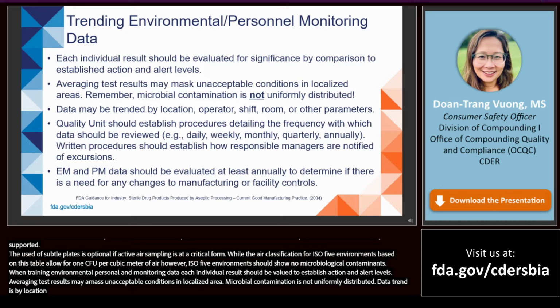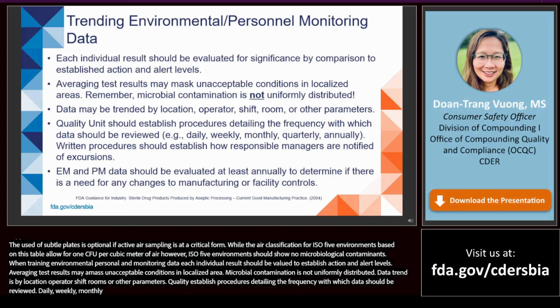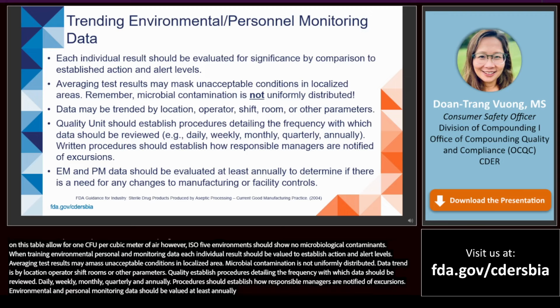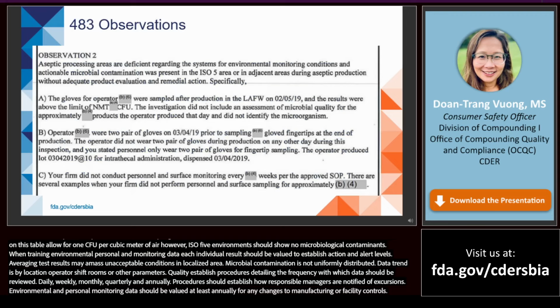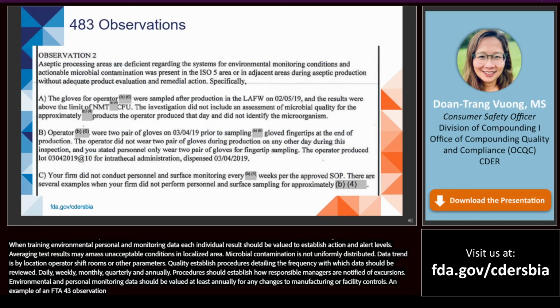Quality units should establish procedures detailing the frequency with which data should be reviewed: daily, weekly, monthly, quarterly, annually. Written procedures should establish how responsible managers are notified of excursions. Environmental and personnel monitoring data should be evaluated at least annually to determine if there is a need for any changes to manufacturing or facility controls. An example of an FDA 483 observation where the investigator cited the firm for deficiencies regarding inadequate glove sampling and failures to conduct appropriate personnel and surface monitoring.